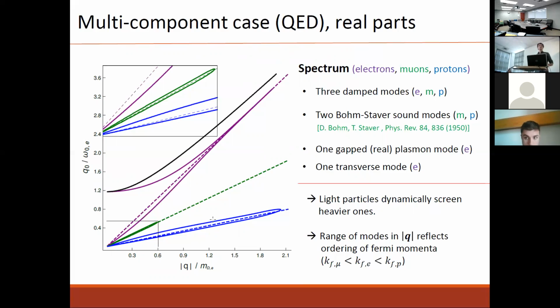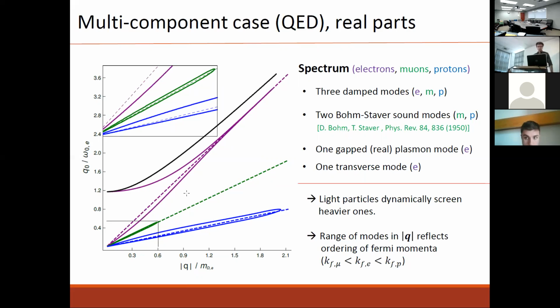So there is no fine structure in the transverse spectrum, but there is a very subtle fine structure in the longitudinal spectrum. What you can see here is the damped modes for electrons, muons, and protons. So basically, everything that lies in the time-like region now is damped because you have to add up the damping contributions from electrons, muons, and protons.